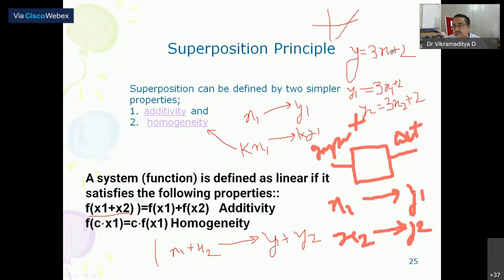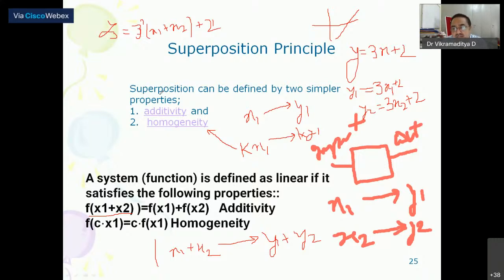Now to this system I apply the input x1 plus x2. So what will I get? Let the output be y3. So y3 is nothing but 3 times bracket x1 plus x2, plus 2. Now you open this, you will get y3 is equal to 3x1 plus 3x2 plus 2.